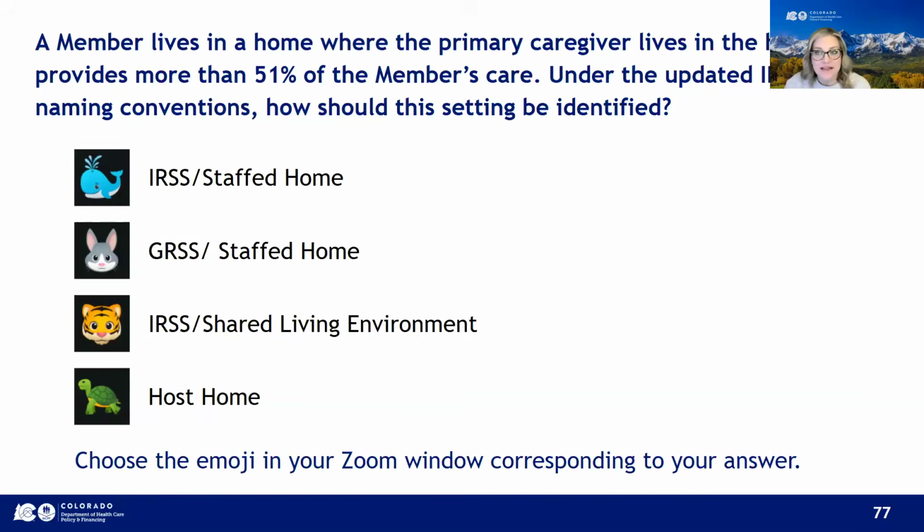All right, a member lives in a home where the primary caregiver lives in the home as well and provides more than 51% of the member's care. Under the updated IRSS naming conventions, how should this setting be identified?